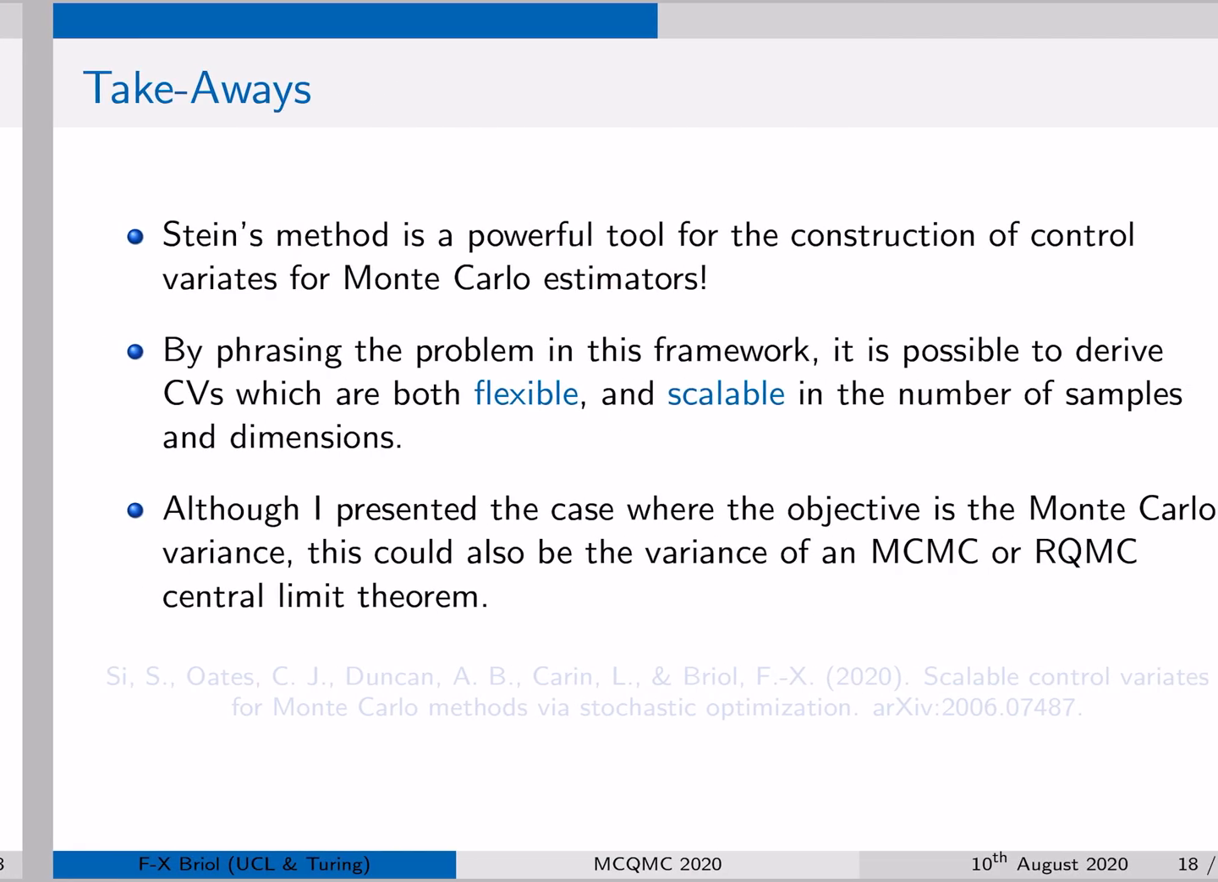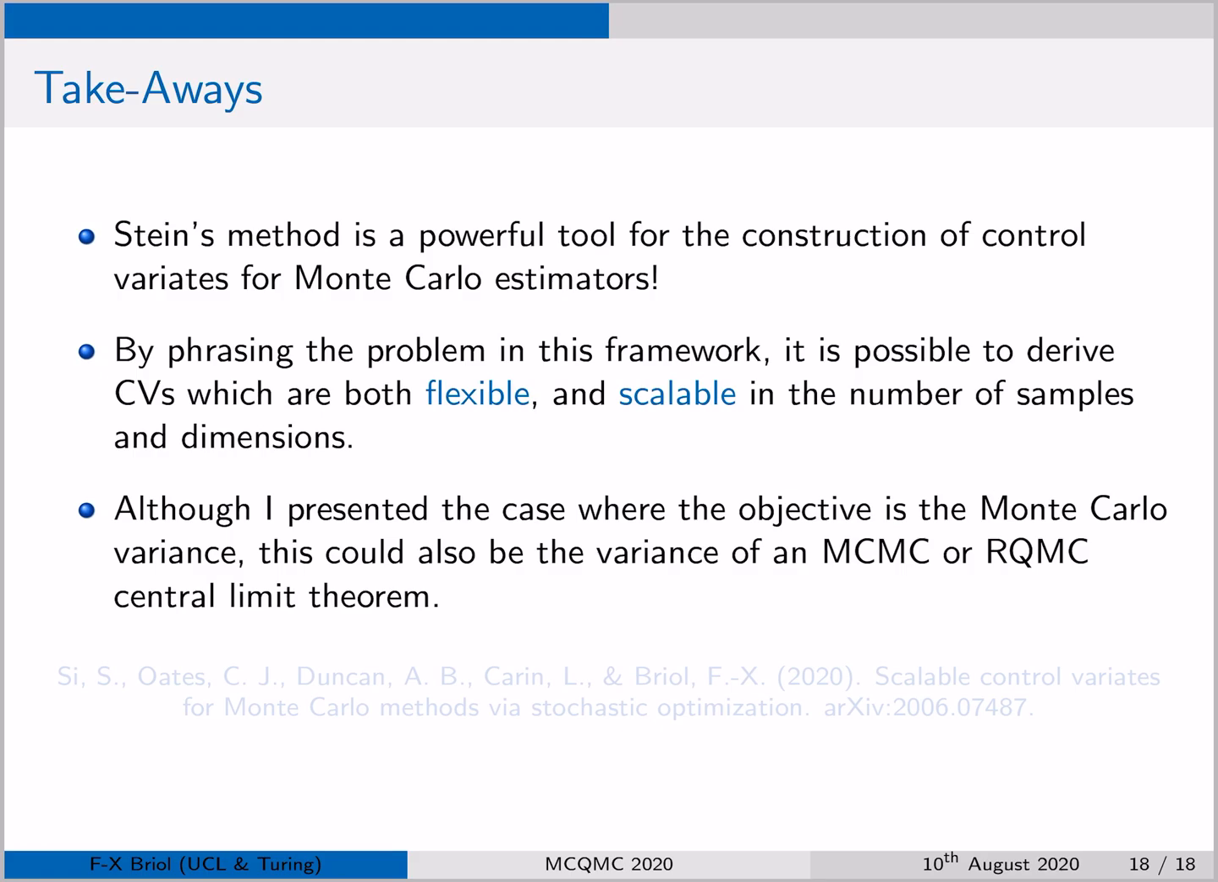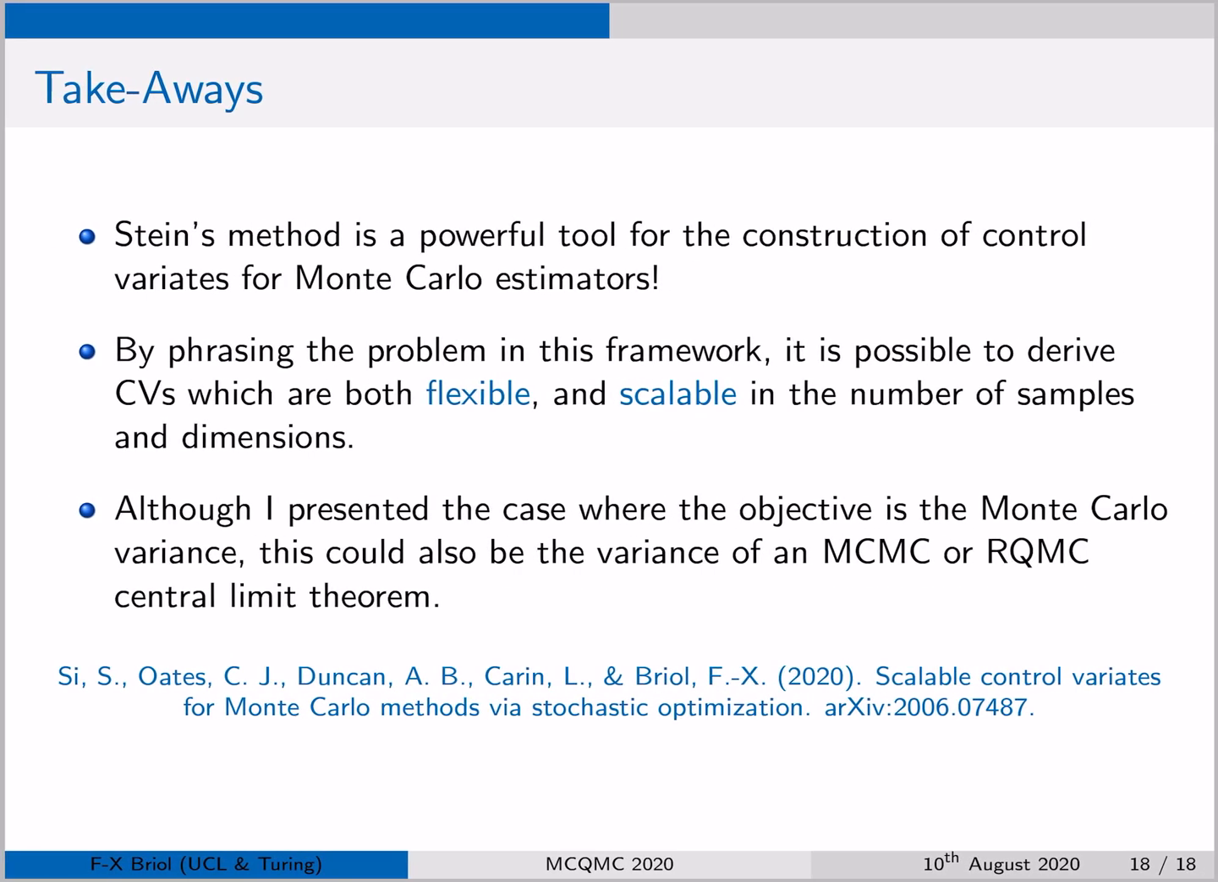One remark I thought I should make is that although I presented the case where the objective is the Monte Carlo variance, you could do the same thing for MCMC or RQMC by changing the objective that you're minimizing.